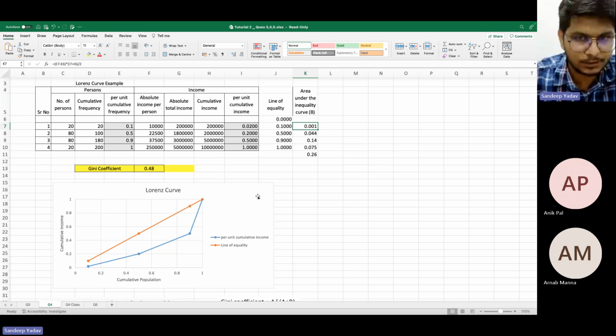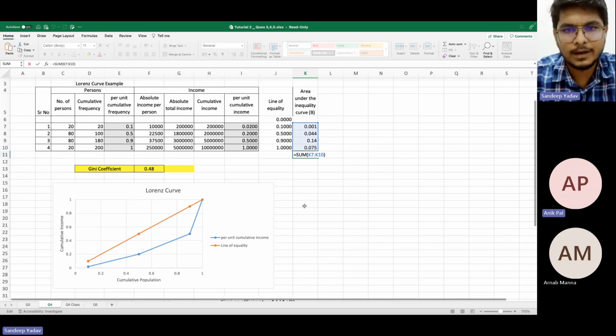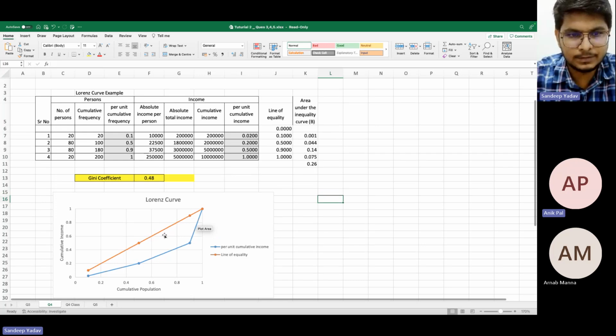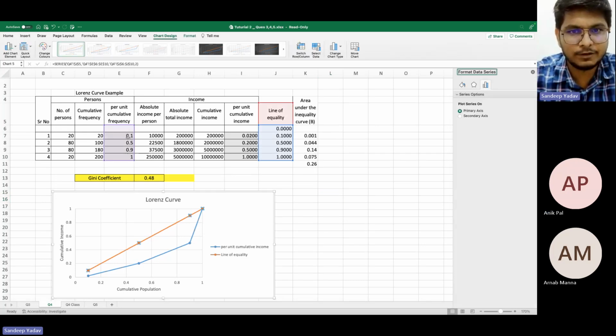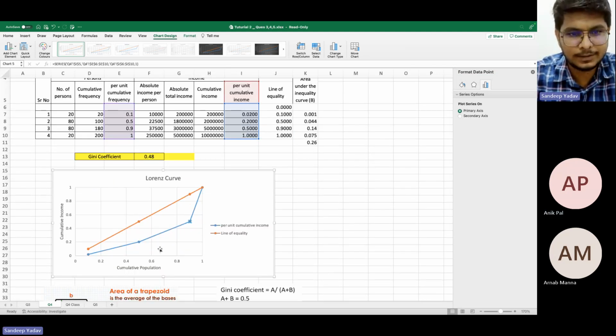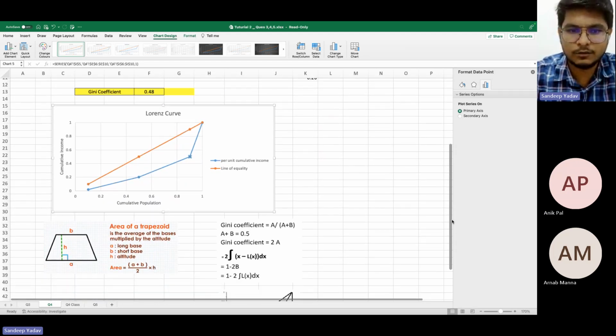If you see, the area under the curve is the summation of all the areas. And if you draw this curve, this is the line of equality. You can see this is the Lorenz curve, and we want to calculate the area under the curve. That will represent the Gini coefficient. Now we can calculate the Gini coefficient.